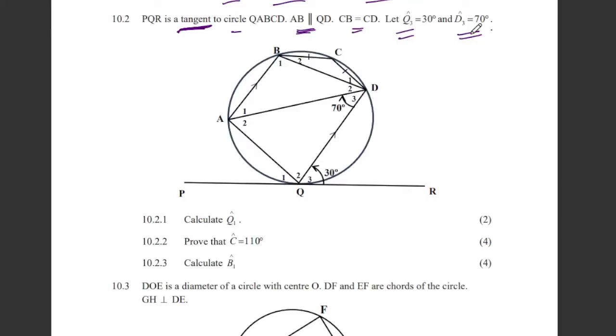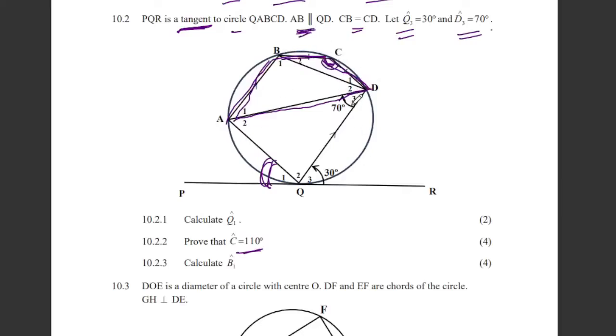Okay, so the first point they're telling us is to calculate Q1. So this is the Q1. Q1 is the angle between the tangent and the chord. So we can use the tan chord theorem. Then prove that C is 110. This is our C. How many cyclic quadrilaterals do we see? We have like 2 cyclic quadrilaterals. Okay, so you can highlight this. People with highlighters, make good use of them. Feel free to highlight. It's your paper. Highlight so that you can see nicely.